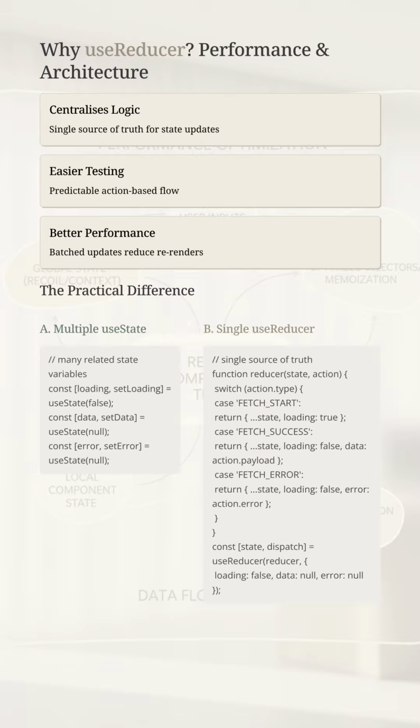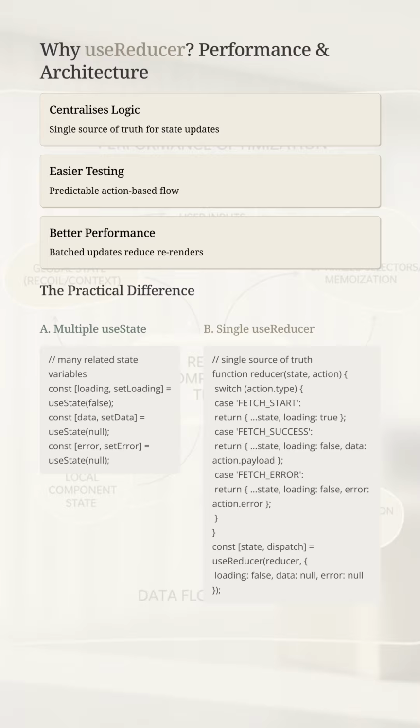Now compare that with a reducer. You centralize all state changes into one function. Instead of calling different setters, you dispatch an action, like fetch start, fetch success, or fetch error. The reducer then decides how the state should change.